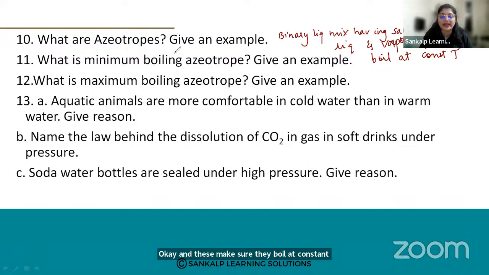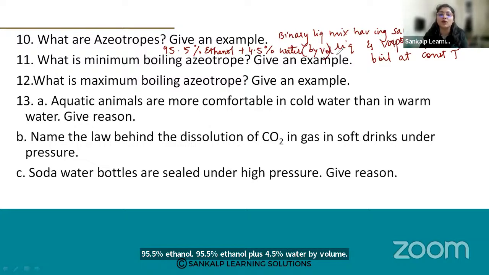Remember one example, the example is very important: 95.5% ethanol plus 4.5% water by volume. You have to write by volume. So 95.5% ethanol plus 4.5% water by volume. This is the example. This is about azeotropes.